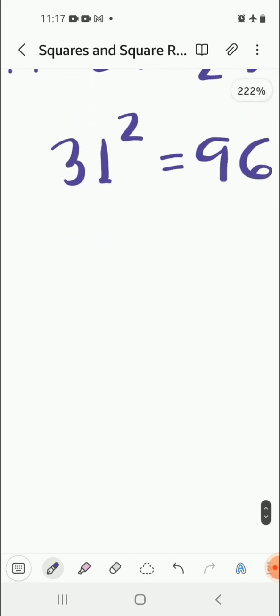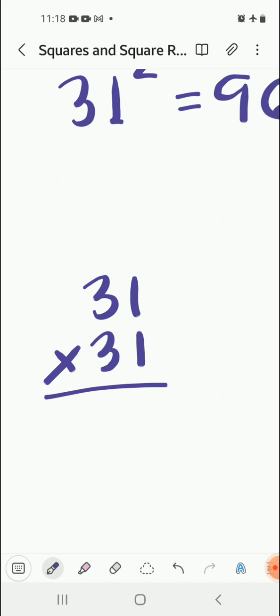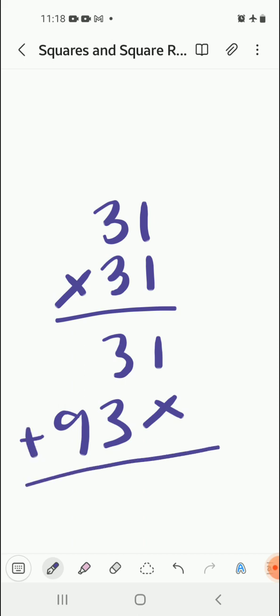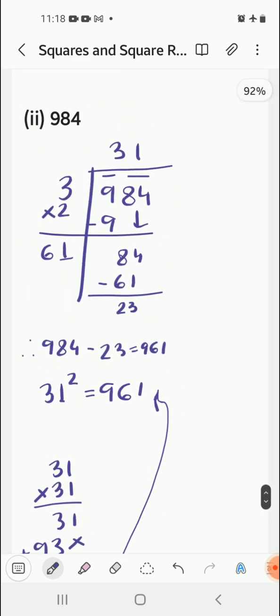31 into 31 will be 961. For checking purposes only, we're just doing it. 3 ones are 3, 3 threes are 9. Add it, and we get 961. See, this was the number we were looking for. So this is how we solve these kinds of sums.